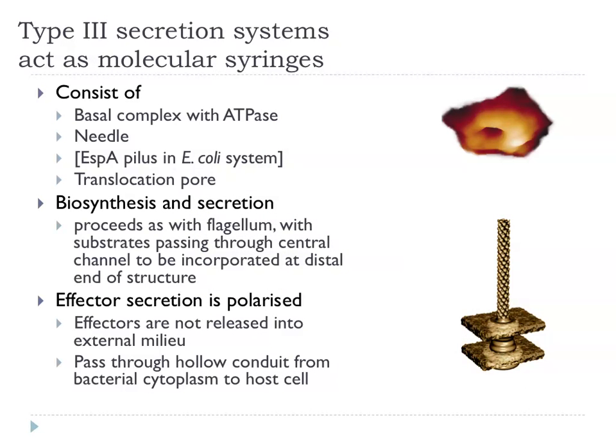Now, as I said before, these secretion systems act as molecular syringes, and we have this basal complex with an ATPase, just like in the flagella system. We have the needle. In the E. coli system, we have a special extension called the EspA pilus, which may be present in some other systems. We find homologs, but we've never seen it deployed as a pilus. And then a translocation pore.